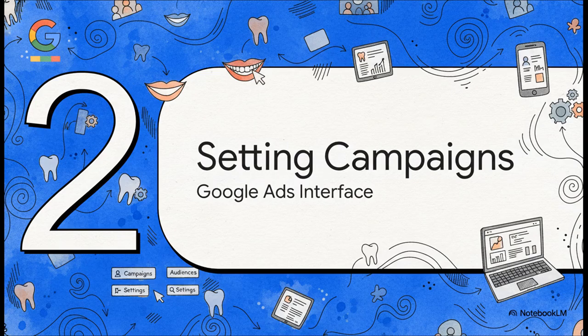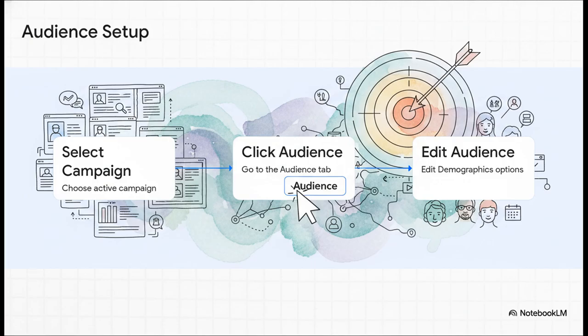Setting audiences in your campaigns and navigating the Google Ads interface. The logic here is beautifully simple. First, you start by explicitly selecting your active campaign right from your dashboard. Once you're inside that campaign view, look right below it and click on the Audience tab. When you do that, you'll get a detailed view where you can just hit Edit Audience or Edit Demographics. Boom, that is your gateway. This is exactly where you transition from a generic, wide-open campaign into a laser-focused lead generation machine.